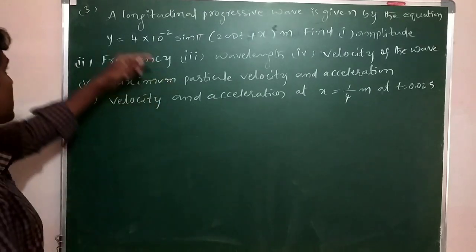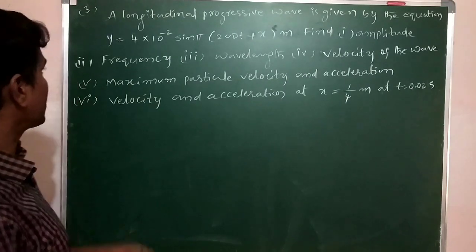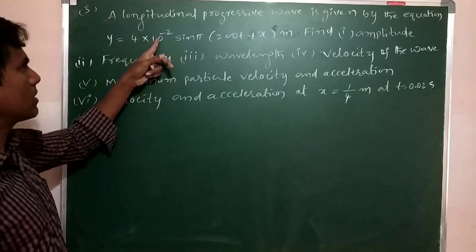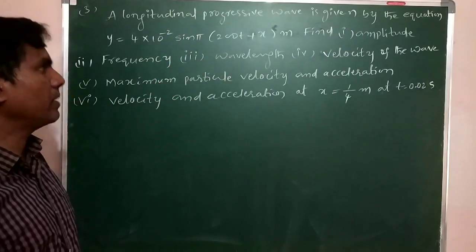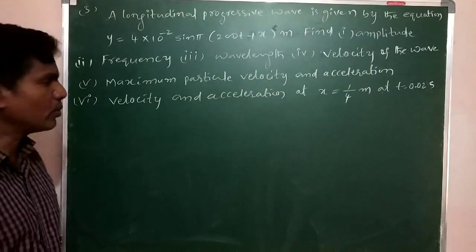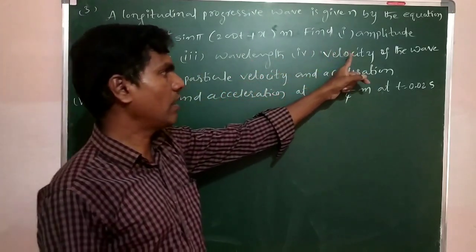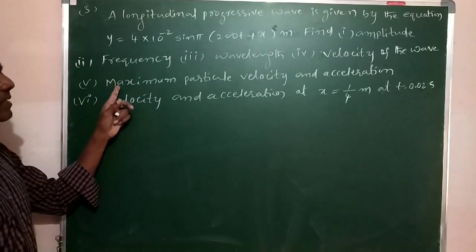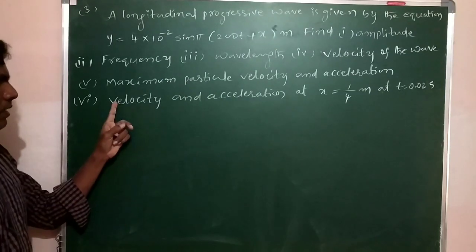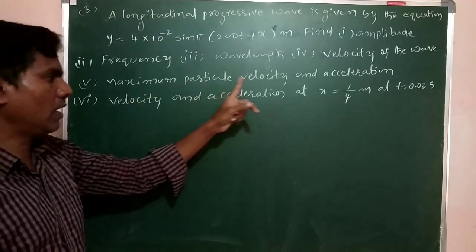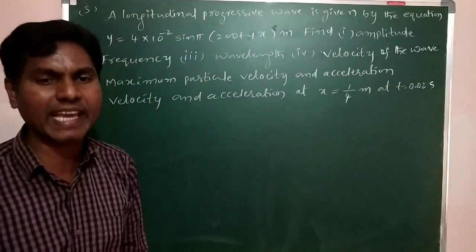Okay, the next problem: a longitudinal progressive wave is given by the equation y equal to 4 into 10 power minus 2 sin pi (200t plus x) meters. Find the amplitude, frequency, wavelength, and velocity of the wave. Next, find the maximum particle velocity and acceleration, and the velocity and acceleration at x equal to 1 by 4 meters at t equal to 0.02 seconds.